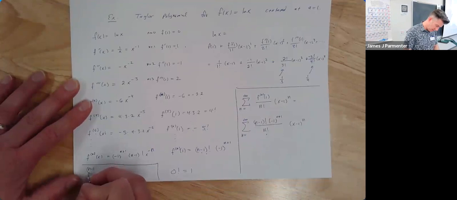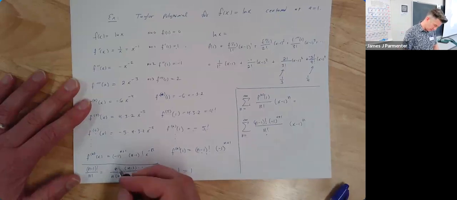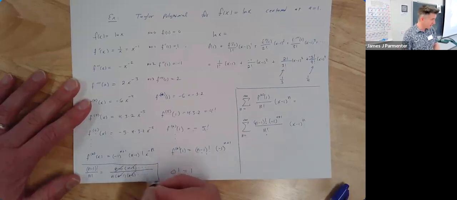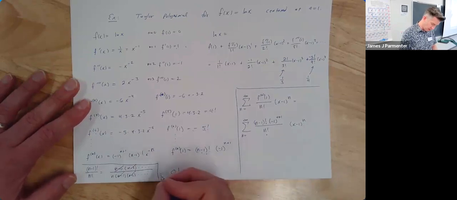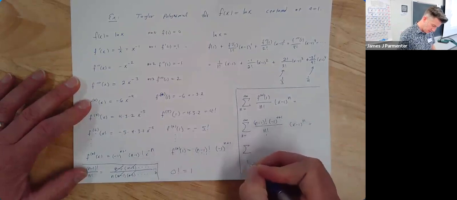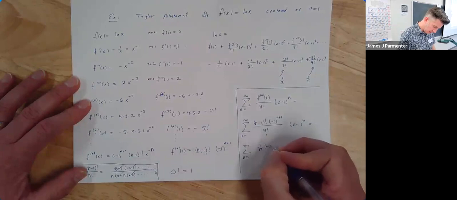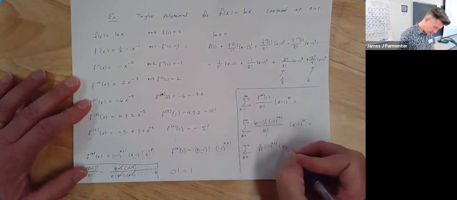So n minus 1 factorial over n factorial is 1 over n. Because n factorial is n times n minus 1 times n minus 2 all the way down. And n minus 1 factorial is n minus 1 times n minus 2 all the way down. And so the n minus 1's cancel, the n minus 2's cancel, and everything else cancels, leaving just a 1 over n. This really simplifies to just be the sum of 1 over n times negative 1 to the n plus 1 times x minus 1 to the n.